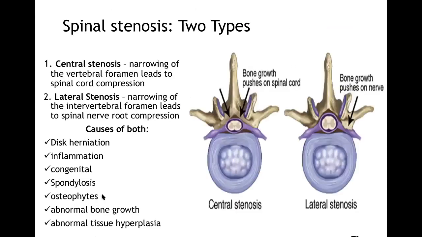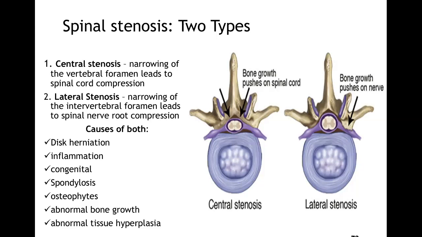Then we move on to spinal stenosis. There are two types of spinal stenosis. So we have central stenosis, which is the narrowing of that vertebral foramen where the spinal cord runs through. So obviously the foramen getting smaller is going to lead to spinal cord compression. Okay, so it can be due to bone growth that pushes on the spinal cord.